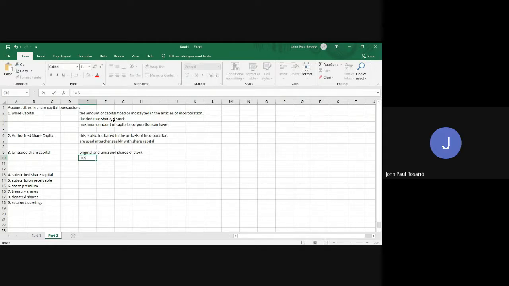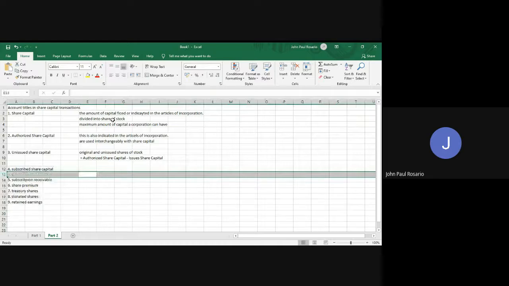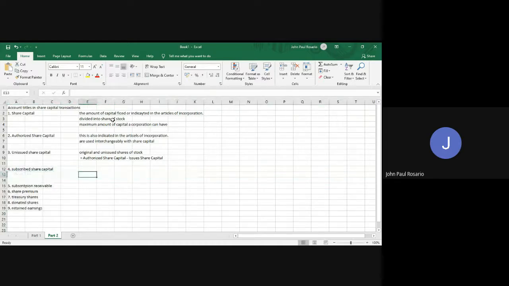The unissued share capital is equal to the authorized share capital less our issued share capital. Meaning, those that have not been sold at all. Unissued means not yet sold, not yet issued. You will only issue shares of stock once the investor has fully paid. Okay, so subscribed share capital.